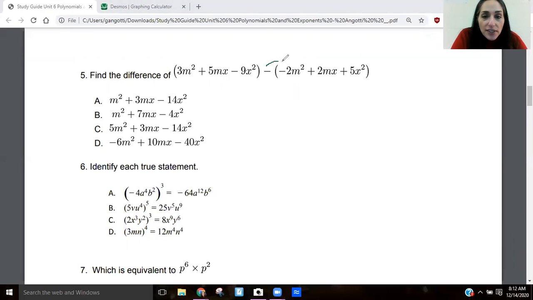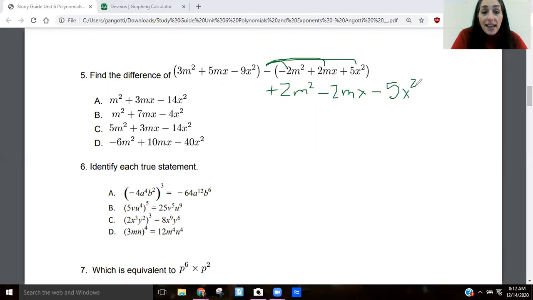So you're going to distribute this negative here, here, and here. When I say distribute, that's like multiplying by -1. So negative times a negative becomes positive 2m squared. And then negative times positive is negative 2mx, and then negative times positive is negative 5x squared.